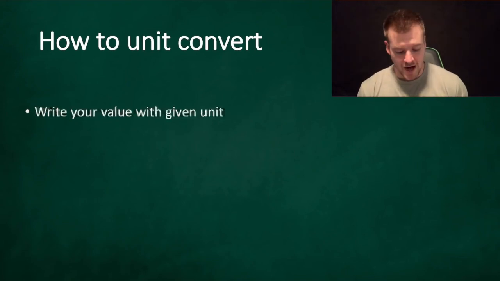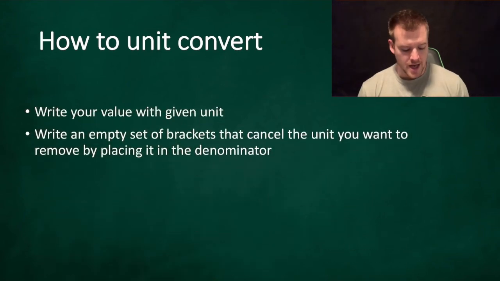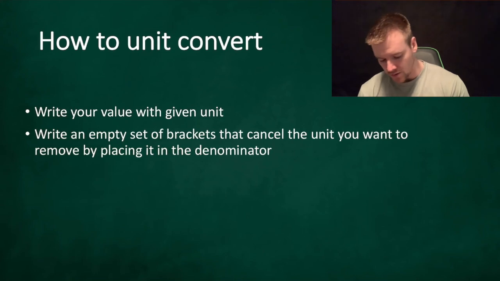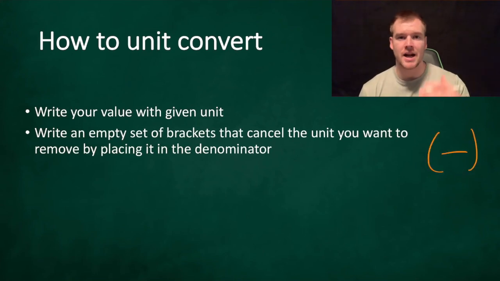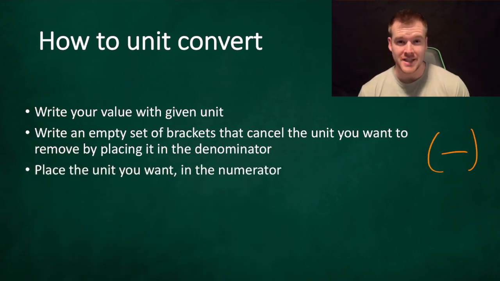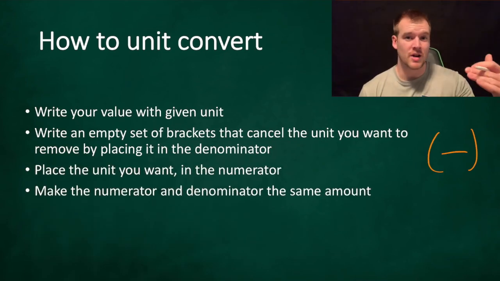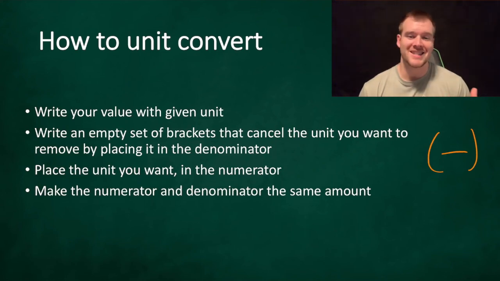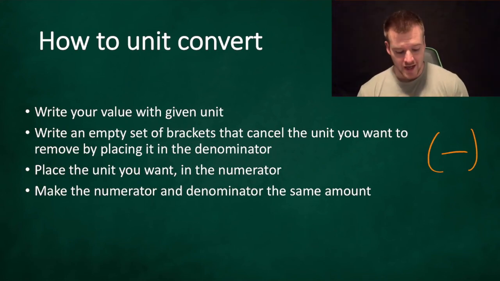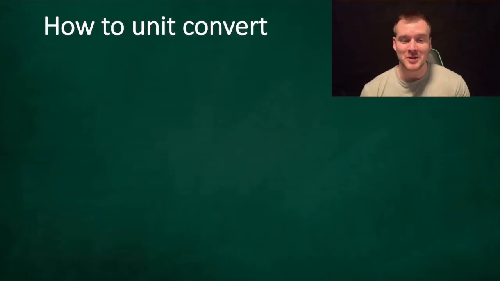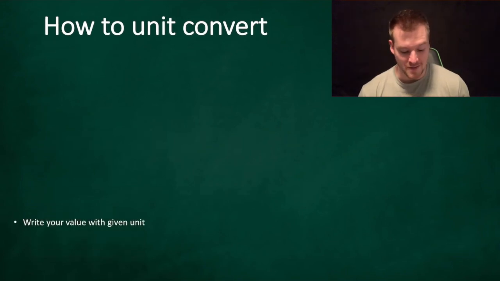Okay, so you'll start by writing down the given unit that you have in the question, something like 10 centimeters. Then you write an empty set of brackets, with something on the top and something on the bottom, but it's just empty so far. Then you place the unit that you want to cancel in the denominator, and then you place the unit you want in the numerator. Lastly, you make the numerator and the denominator the same value, because that won't change the whole equation since it's just 1, and then you solve the equation. That was probably pretty confusing looking at notes, so let's show this with an example. I think it's going to make way more sense.